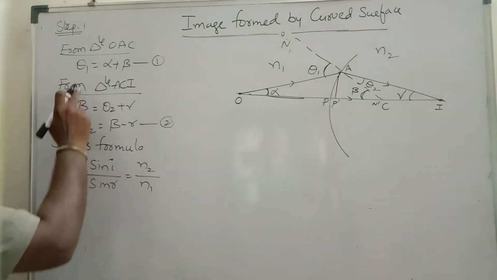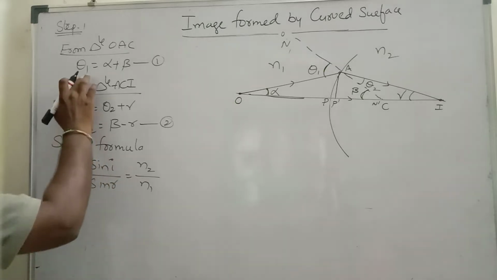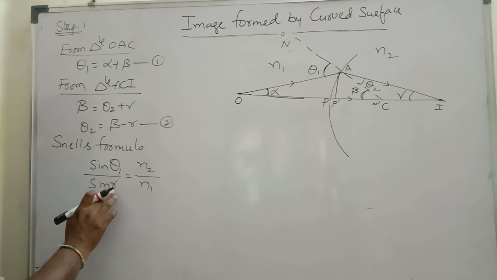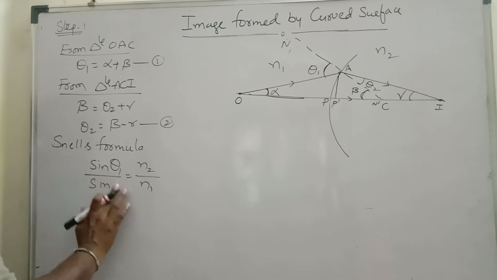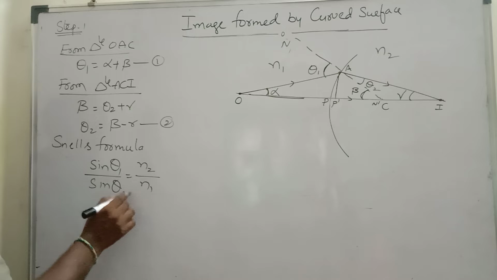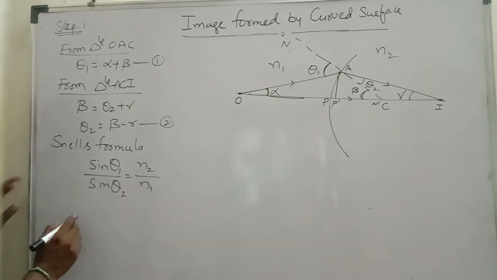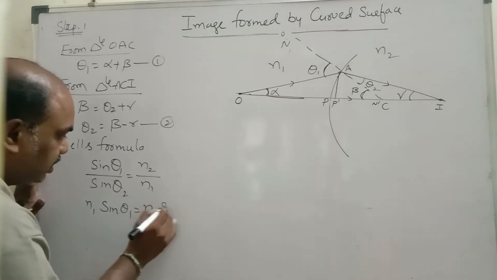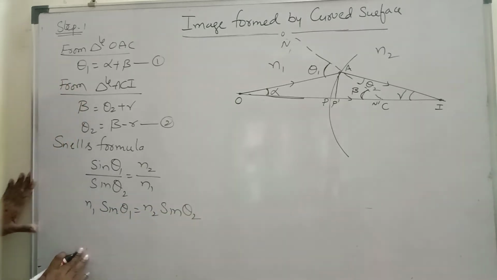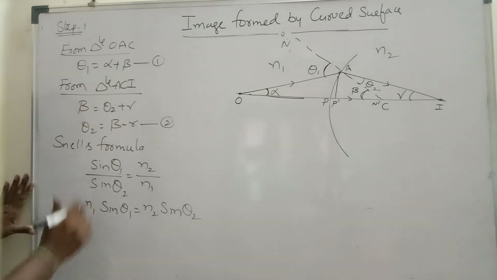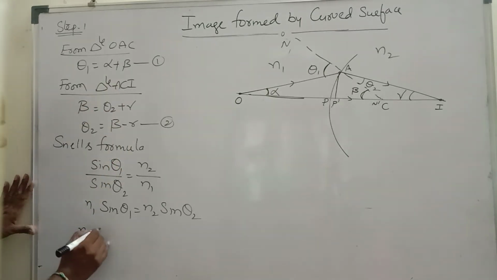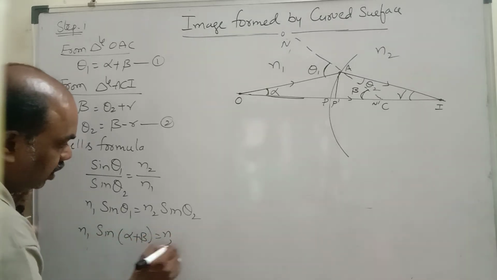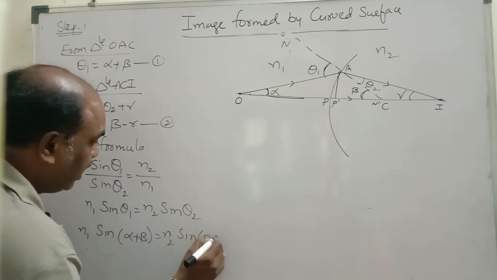What is i? i is the angle of incidence. Angle of incidence is theta 1. So in place of i put theta 1. r means the angle of refraction. Angle of refraction is theta 2. Substitute here. Now cross multiply. n1 into sin theta 1 is equal to n2 into sin theta 2. We know the theta 1 and theta 2 values, no? n1 into sin of (alpha plus beta) is equal to n2 into sin of (beta minus gamma).